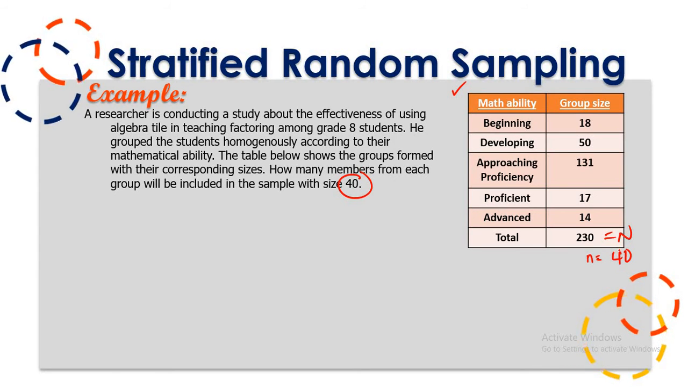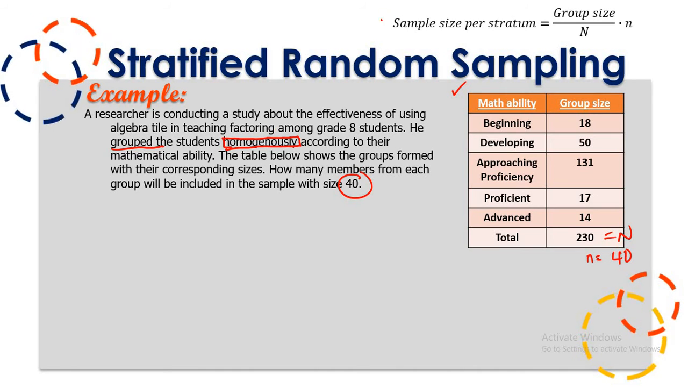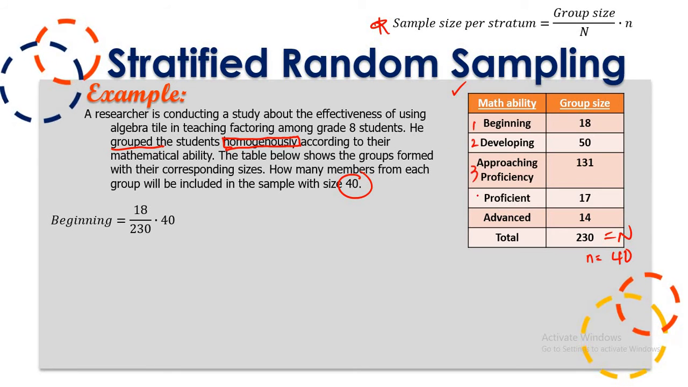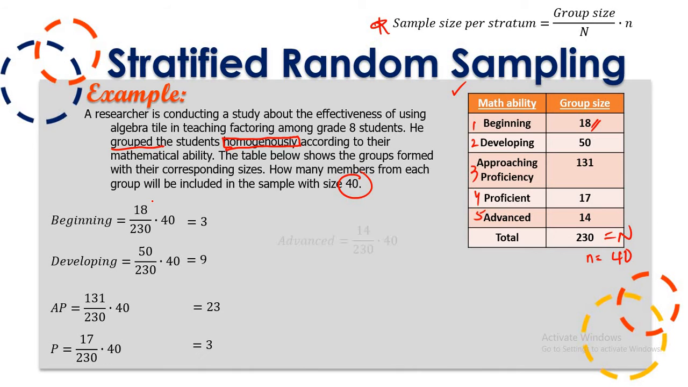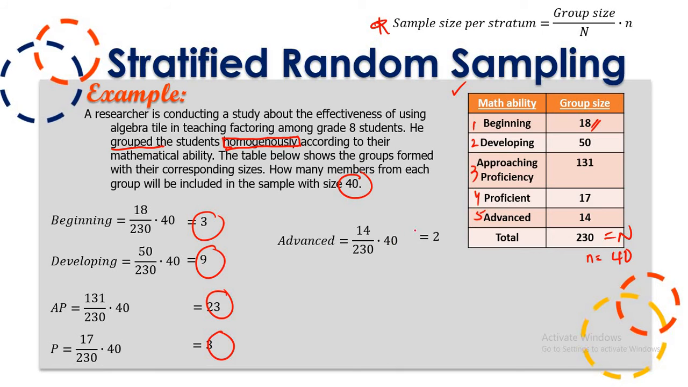Now, this is stratified random sampling because the students are grouped homogeneously. This is again our clue. Now we are going to apply the same formula. So basically, we have how many categories? 1, 2, 3, 4, and 5. So for beginning, that will be 18. There's a total of 18 beginners out of the total 230, and we are going to get a sample of 40. We are going to apply the same formula for all 5 categories. And then simplify. So you get 3, 9, 23, 3, and 2.